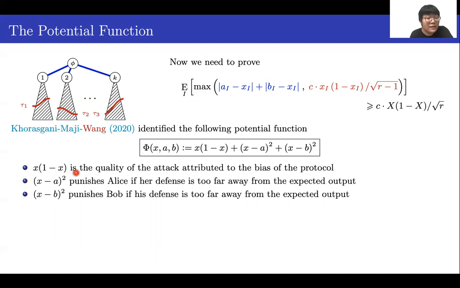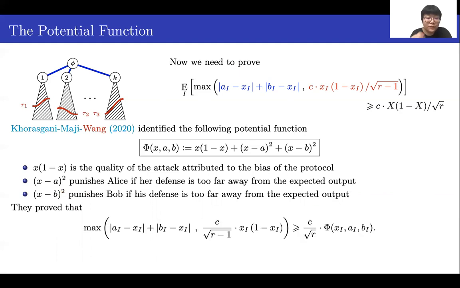So x times 1 minus x is the quality of the attack attributed to the bias of the protocol. And the x minus a squared term punishes Alice if her defense is too far away from the expected output. And similarly, x minus b squared punishes Bob if his defense is too far away from the expected output. So they prove that the maximum of these two quantities is guaranteed to be higher than c over square root of r times the potential function with input x_i, a_i, and b_i.